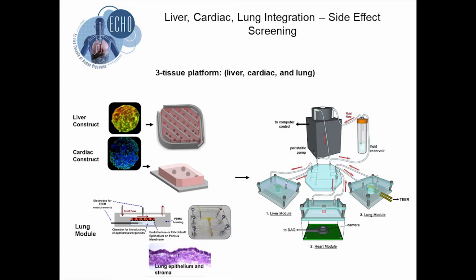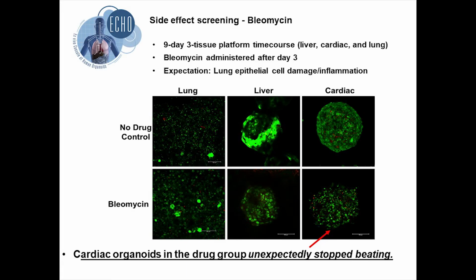Here's a 3-organoid system. We've got liver, cardiac, and lung. Basically what we're trying to do in this experiment is add bleomycin. Bleomycin induces inflammation in the lung. It's a known producer of inflammation in the lung. When we ran this experiment, we got IL-8 production from the lung, but unexpectedly the cardiac organoids stopped beating. And we couldn't figure out why. When we added bleomycin directly to the cardiac organoid, it didn't stop beating. So something was going on that was an interaction between these organoids.